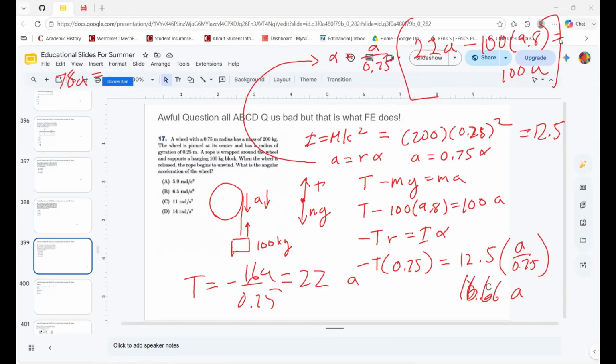Equal minus 100 multiplied by 9.8. So this is just 100 multiplied by 9.8, and then divided by 78 equals about 12. Did I do something? That sounds totally wrong.